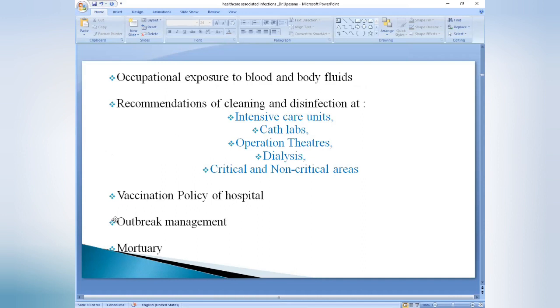What are the recommendations for the different cleaning and disinfection areas at ICUs, at cath labs, at operation theaters, dialysis units, your critical and the non-critical areas? What are the different recommendations? It should also be jotted down in your infection control manual, and it should be referred to as and when required. Then one more important point, which is the vaccination policy, what your hospital is adhering to and what facilities you are giving to your employees.